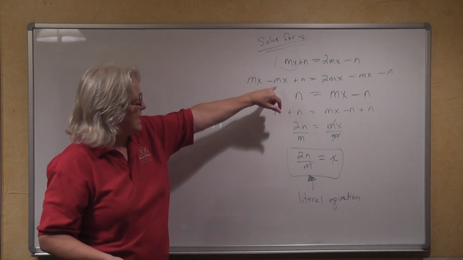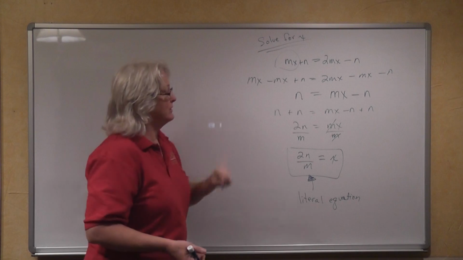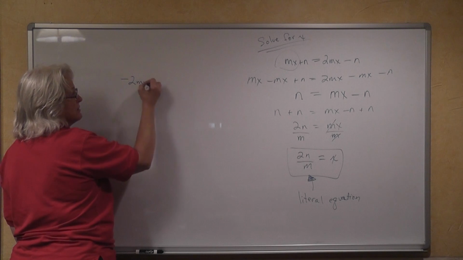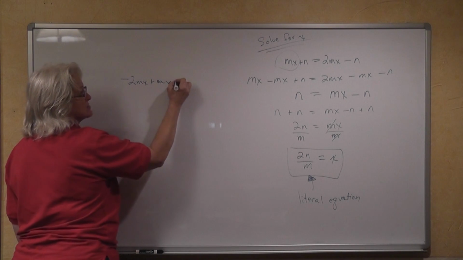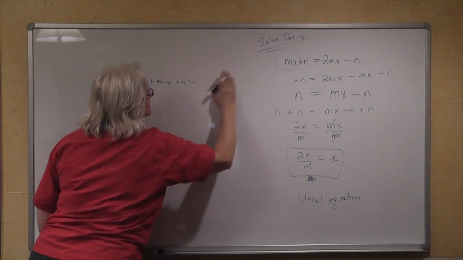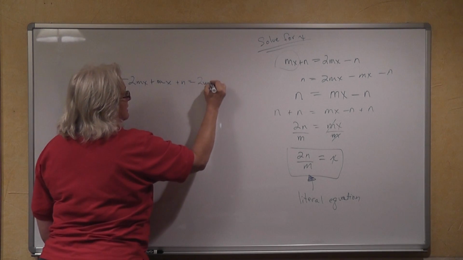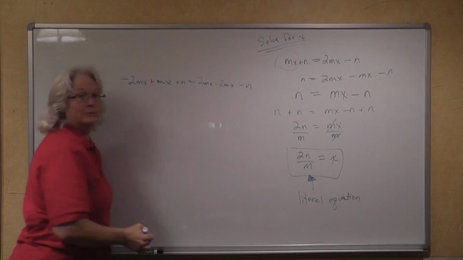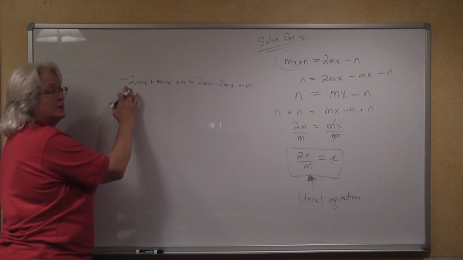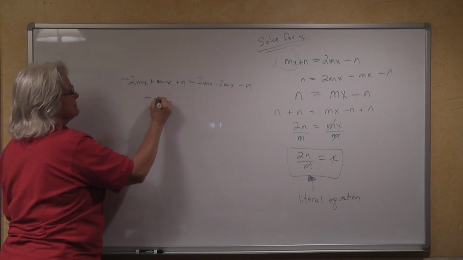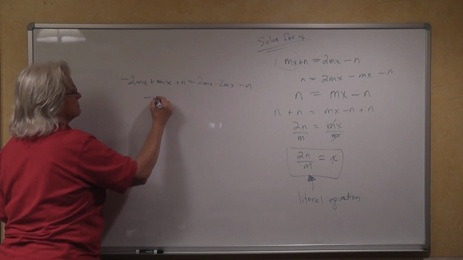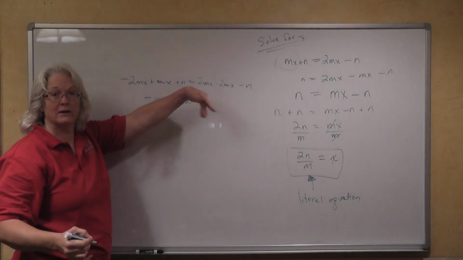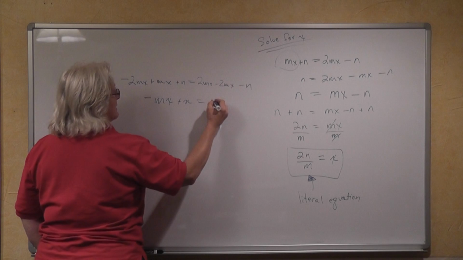Now, of course, if we had solved with the x on the left-hand side of the equation, we would subtract 2mx from both sides of the equation. mx plus n is equal to 2mx, minus 2mx, minus n. Okay? Negative 2 plus 1 is a negative mx plus n is equal to 2mx minus 2mx, 0, minus n.